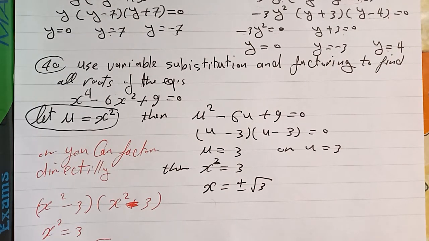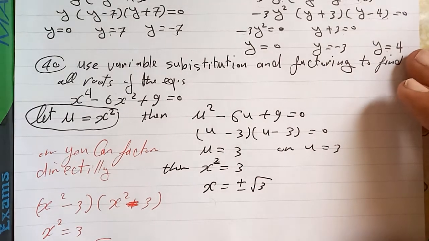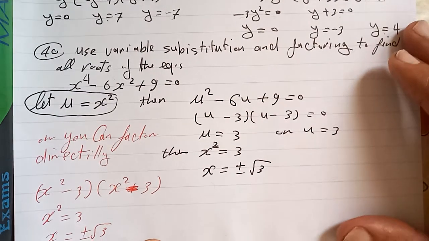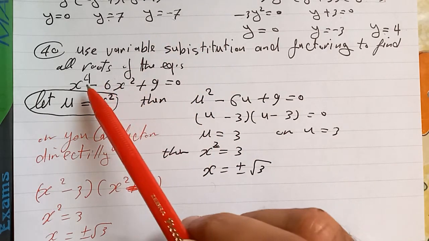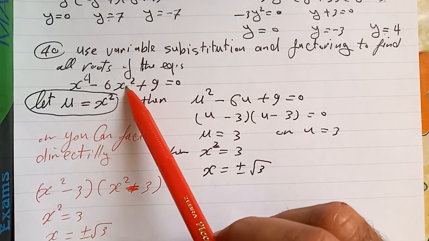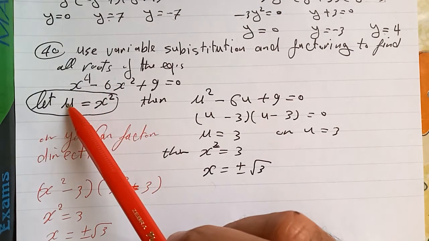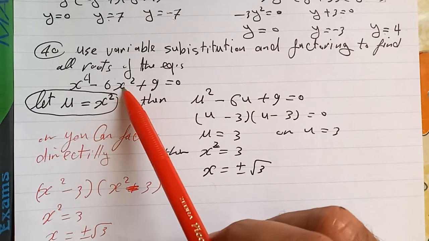Number 14, use variable substitution and factoring to find all roots of the equation. Find all roots of the equation means solutions of the equation, means solve the equation. This is a quartic equation, means power 4. Here we use a different technique which is called variable substitution. This is x to the 4 and this is x squared. Let u equal x squared.